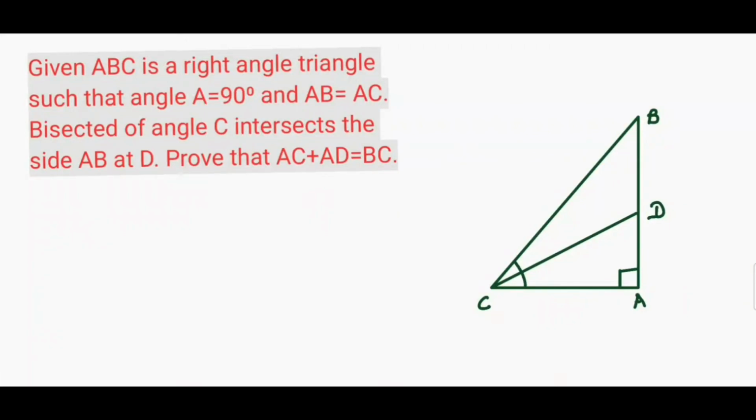Let's solve this question. Here we have a right angle triangle ABC and angle A is equal to 90 degrees. Given that AB is equal to AC. And the bisector of angle C intersects the side AB at this point D. So we have to prove here that AC plus AD is equal to BC.